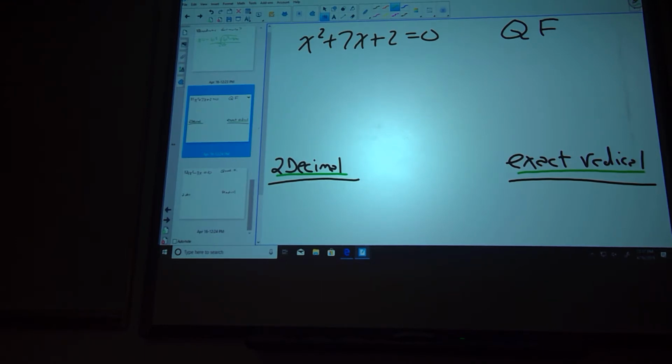And QF means quadratic formula, right? Wait, hold up. If it's the square root of b squared, why do we square root it? Because you have b squared minus 4ac. You have to do all the math under that before you take the square root of it. It's a whole quantity under there.